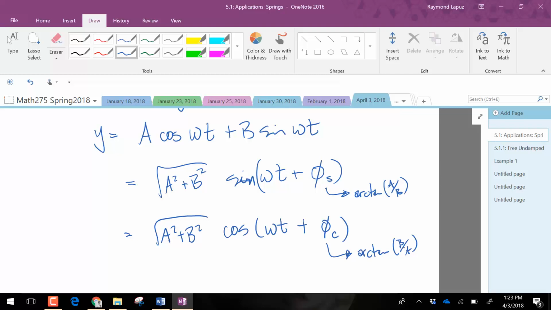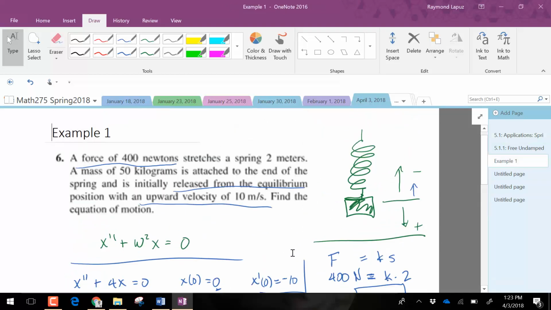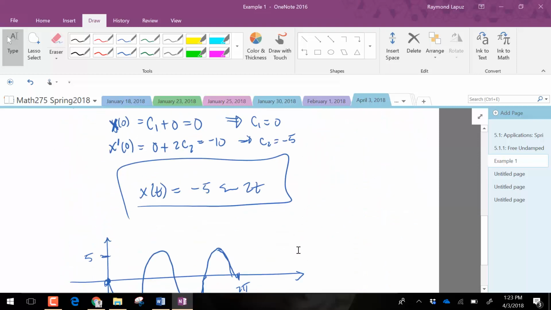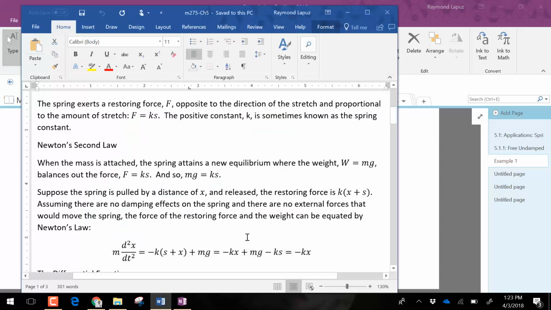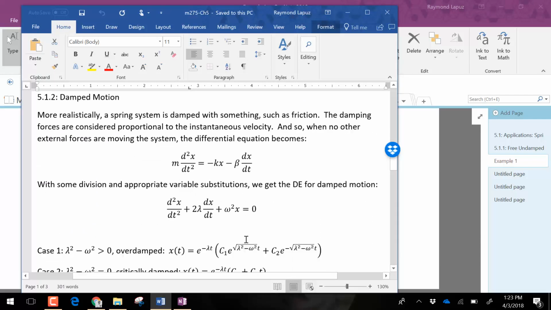All right, let's move on here. We got our first example done with a simple harmonic motion that has no damping or anything like that, or external force. So let's try to do our next type of example, and our next type of example is an example that has damping.